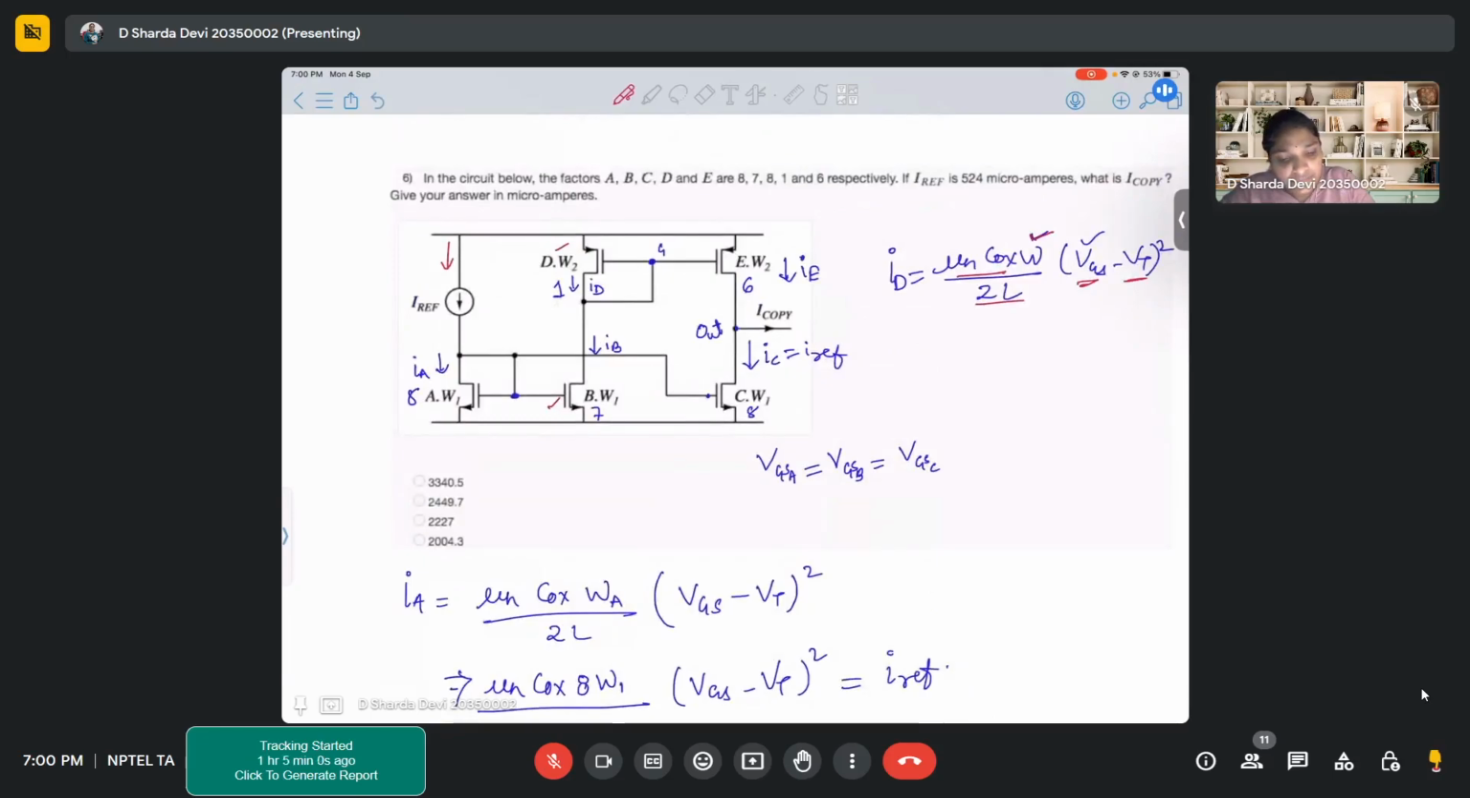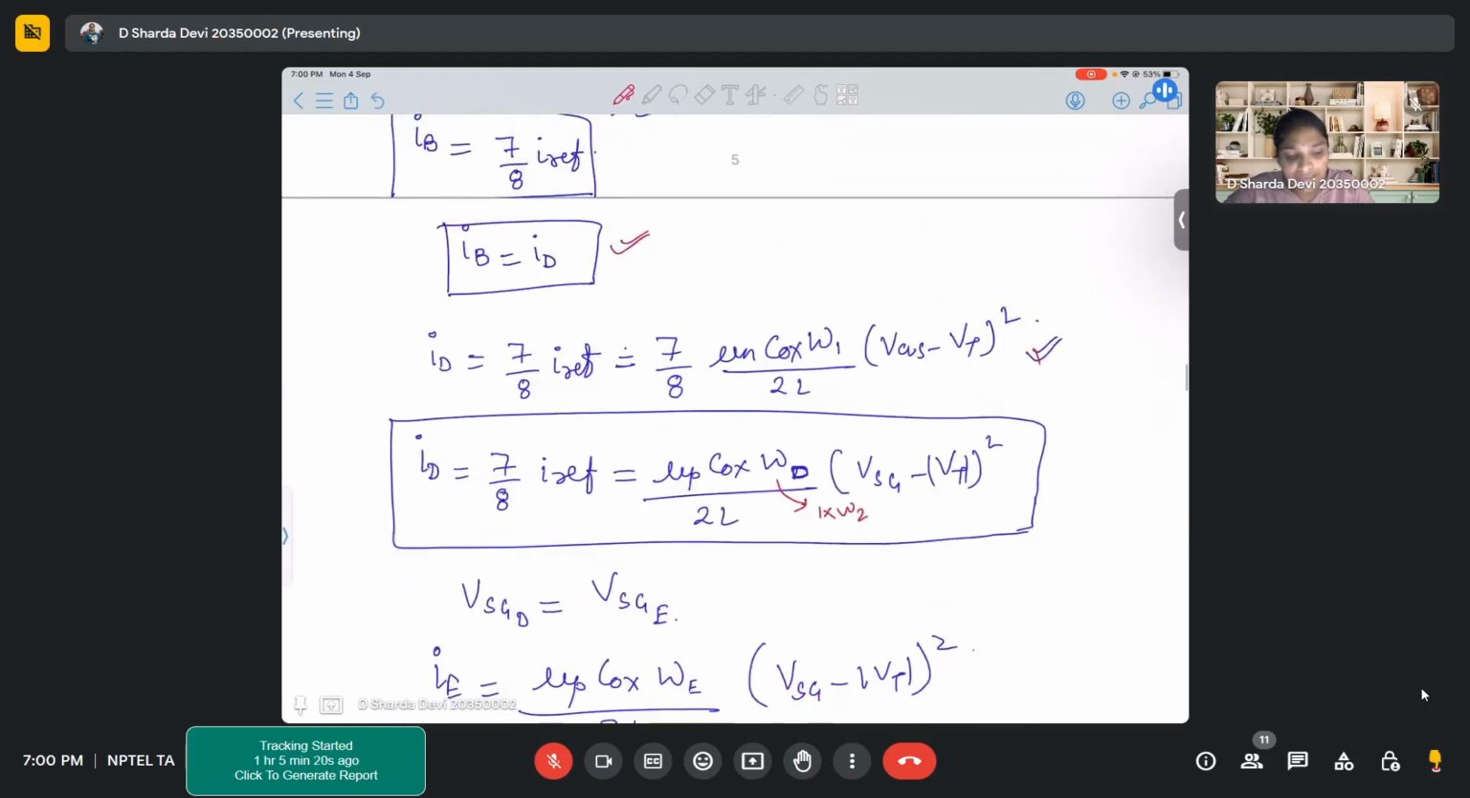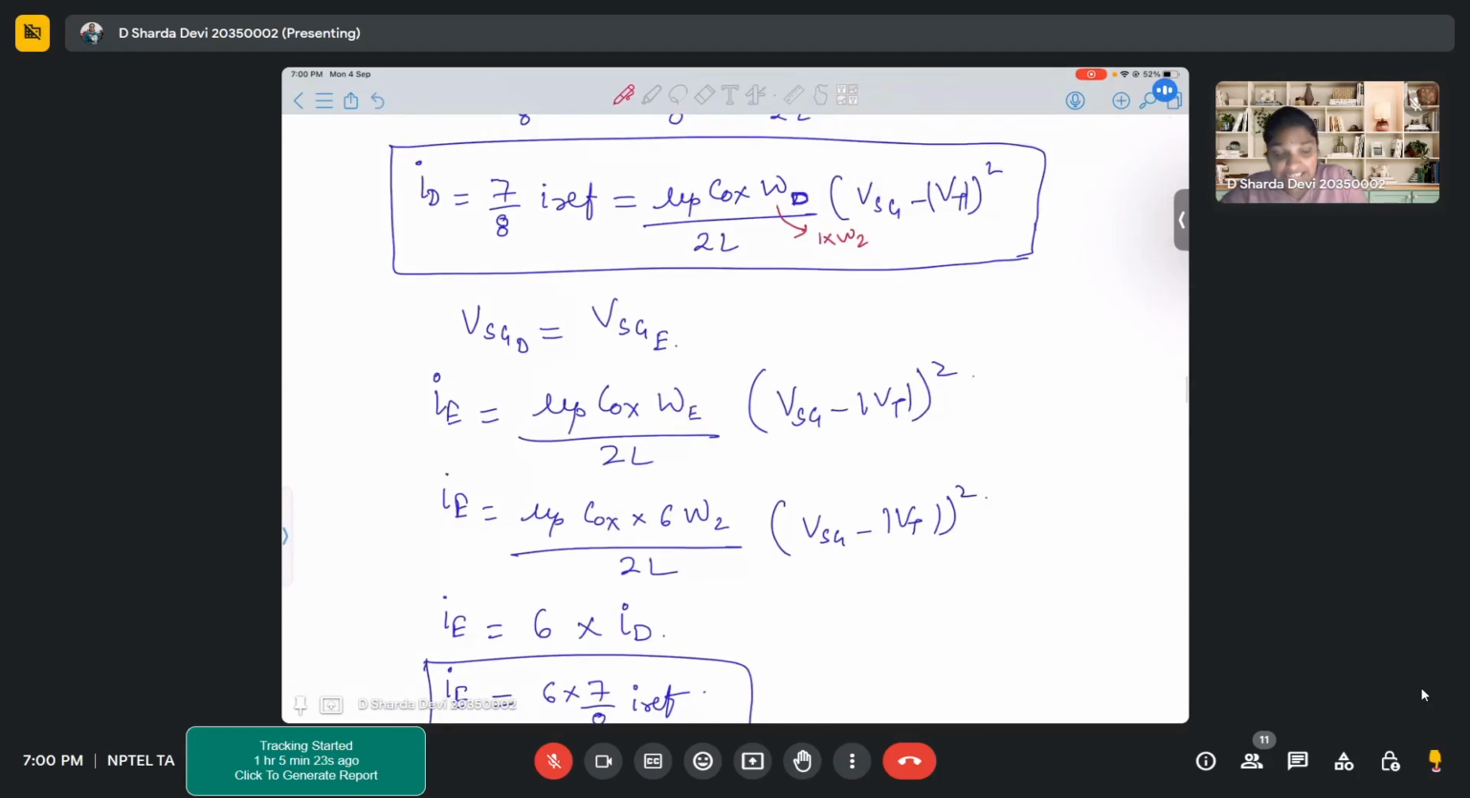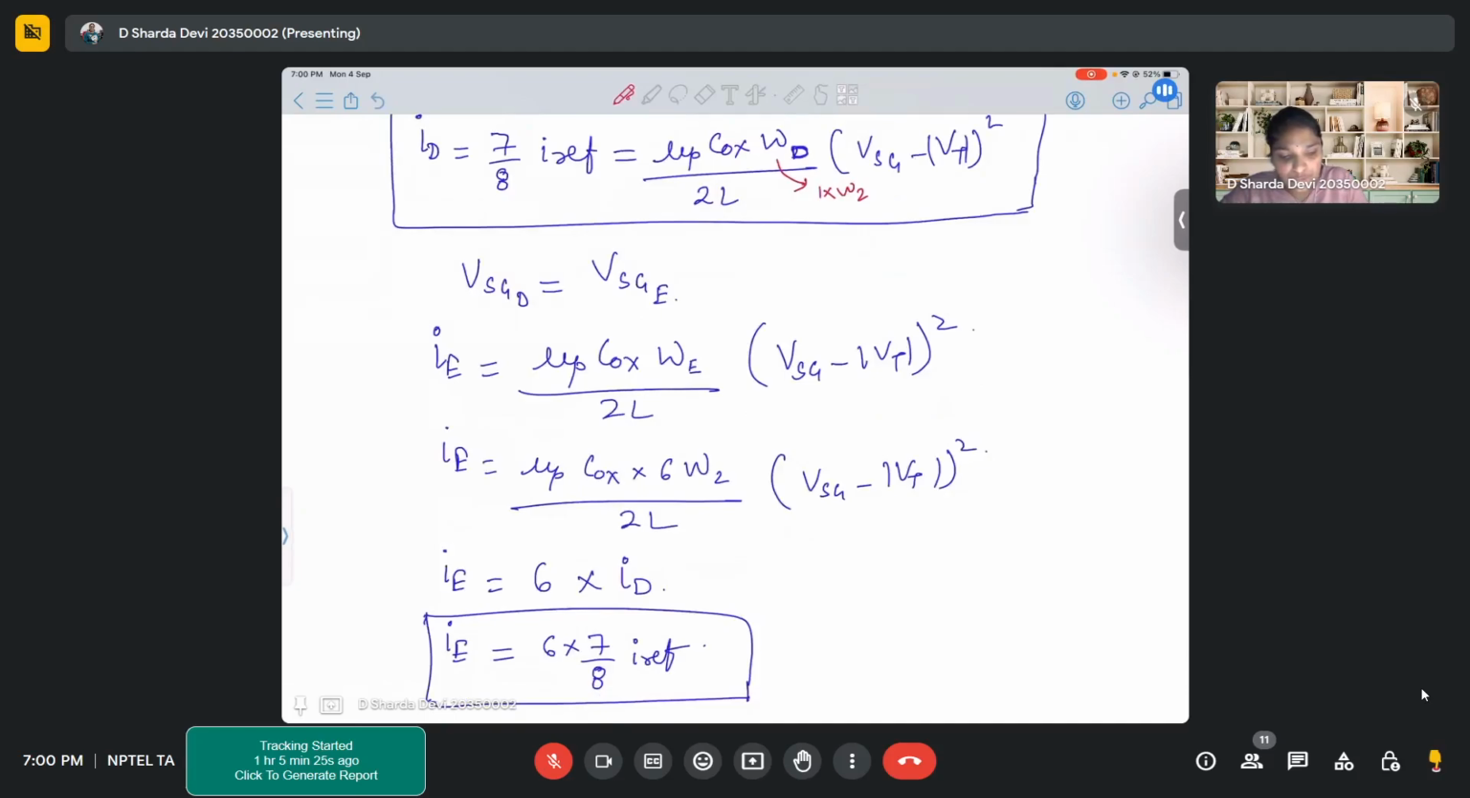Here if you observe, the gates are again shorted between transistor D and transistor E, and the source is VDD. So again your VSG voltage for both of these transistors is equal. So the moment your VSG of the transistors are equal, I can write the current for E as mu P Cox WE by 2L, VSG minus VT whole square. This VSG is same as your VSGT, right?